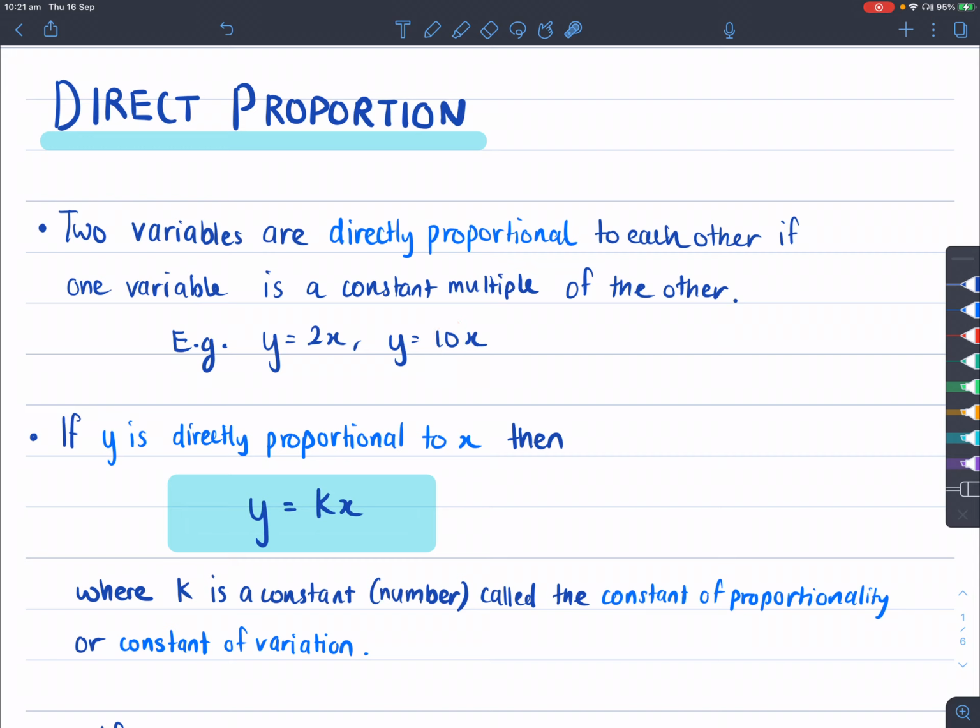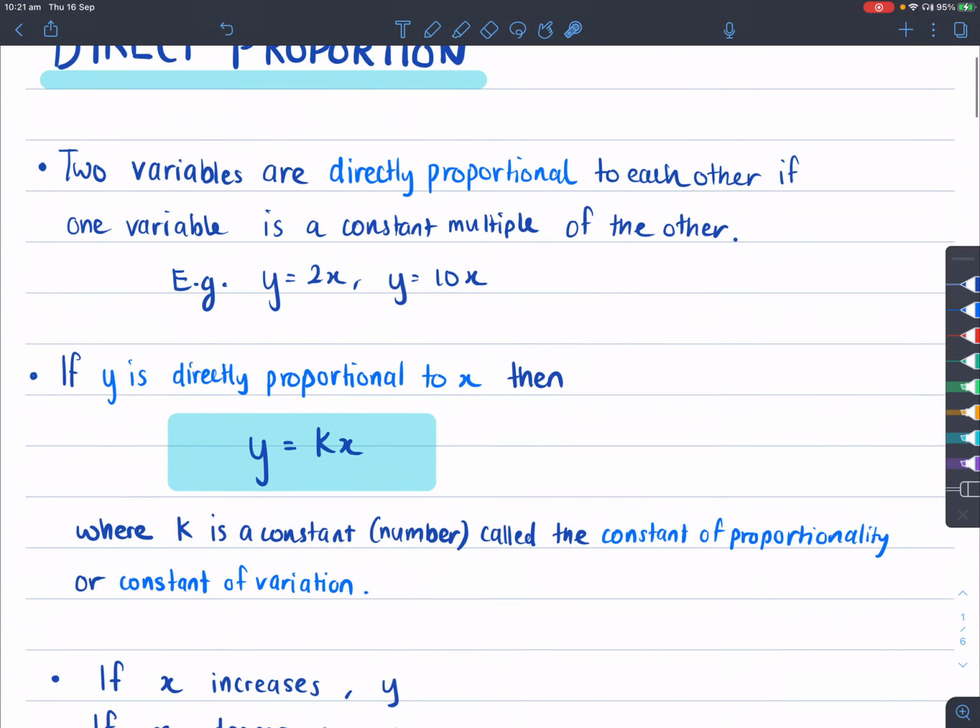Now, in general, if y is directly proportional to x, then what we say is y equals kx, where k is just some number, a constant. I've written that here. And that constant is called the constant of proportionality, or the constant of variation.